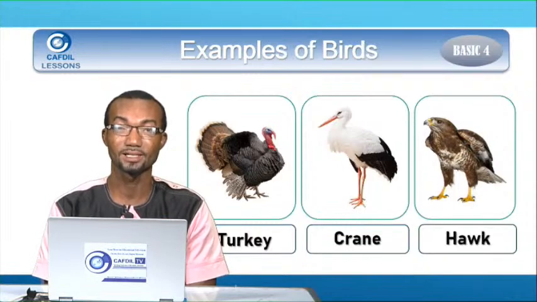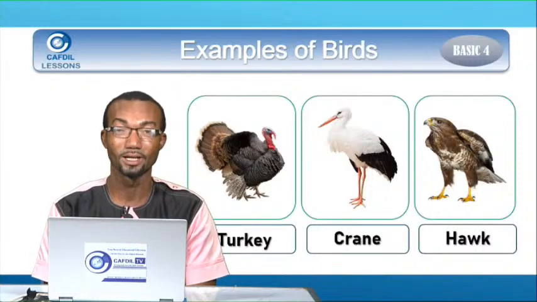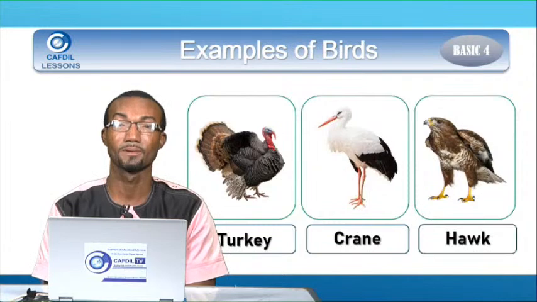Then the last example we are looking at is the hawk. And they are very dangerous to our chicks. When you have a hen at home and the hen has chicks, you see that hawks will be visiting your house very often as they want to catch some of your chicks. So these are examples of birds.